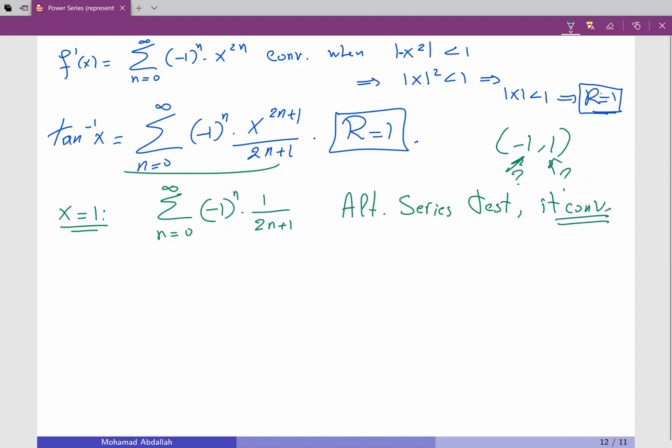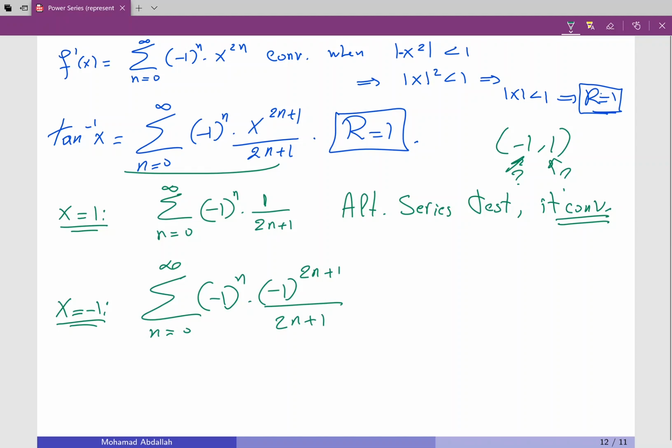Easy to check. Now, when I plug in x equals negative 1, I get the sum from n equals 0 to infinity of negative 1 to the power n times negative 1 to the power 2n plus 1, which is the 1 to the power 2n plus 1 from before, over 2n plus 1. There's something you can do here. This is an alternating series. If you don't really see it, you can write it like that: negative 1 to the n, and this is negative 1 to the power 2n times negative 1, over 2n plus 1.